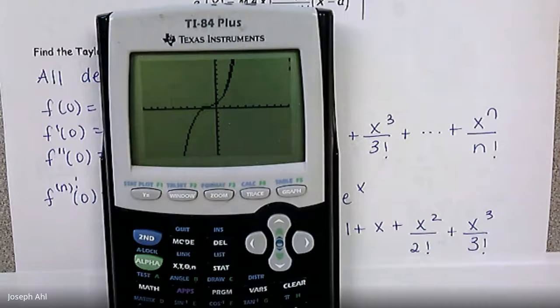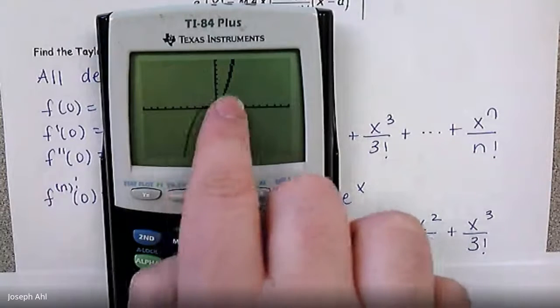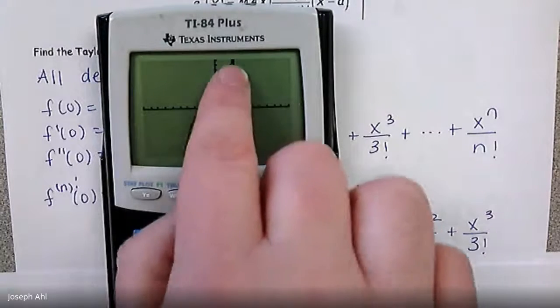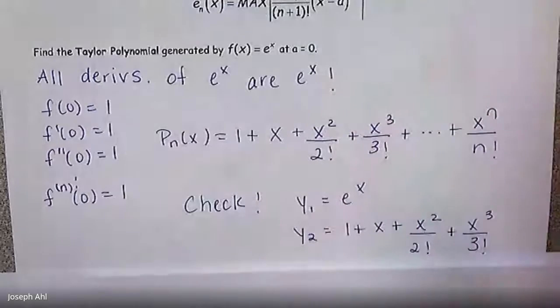If I had gone out to the next term and the next term after that, because we do see a little bit of separation up there, but pretty impressive that we can determine this infinite series that models e to the x. It's going to be the best approximation surrounding x equals 0, but look at how great it even does beyond that. So pretty impressive things that we can do here.